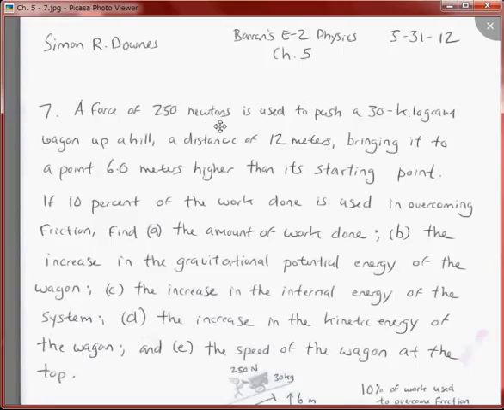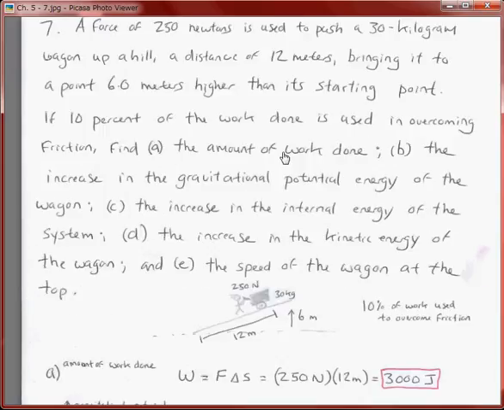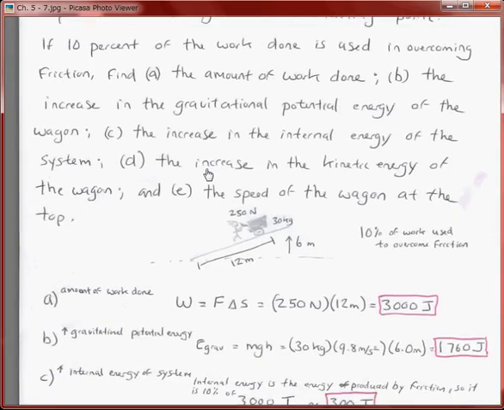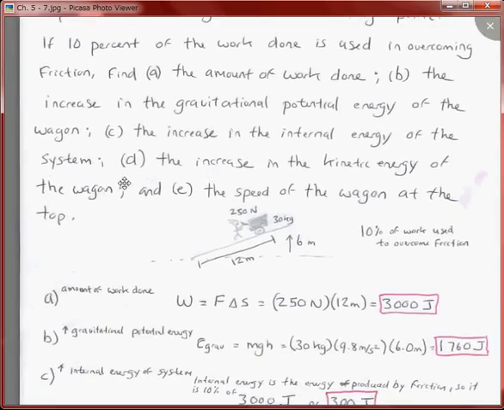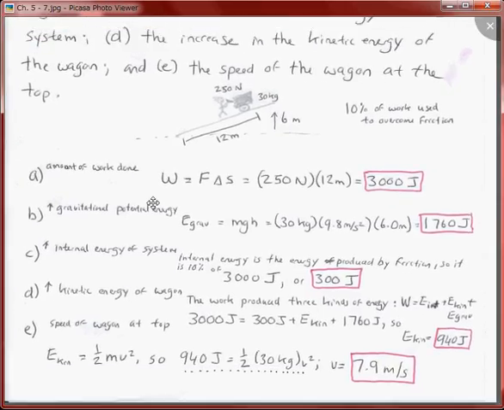A force of 250 newtons is used to push a 30 kilogram wagon up a hill, a distance of 12 meters, bringing it to a point 6 meters higher than its starting point. If 10% of the work done is used in overcoming friction, find A, the amount of work done, B, the increase in the gravitational potential energy of the wagon, C, the increase in the internal energy of the system, D, the increase in the kinetic energy of the wagon, and E, the speed of the wagon at the top. Good grief.